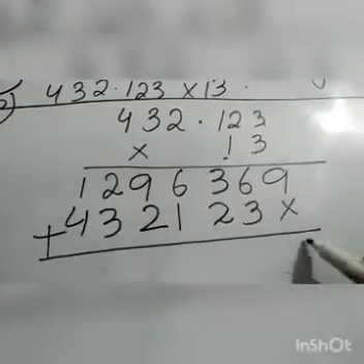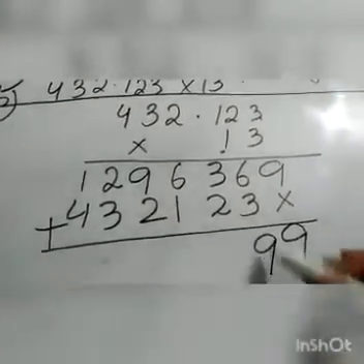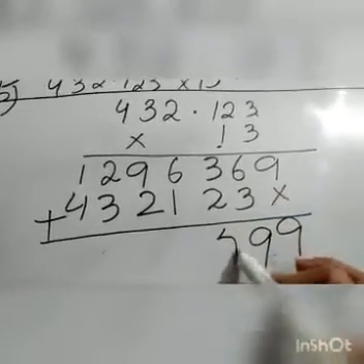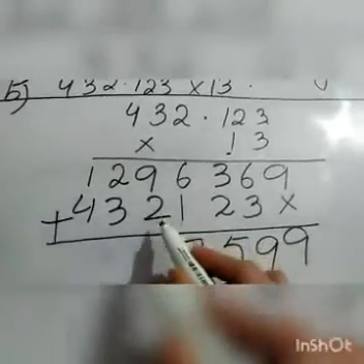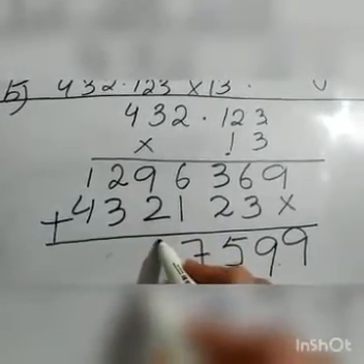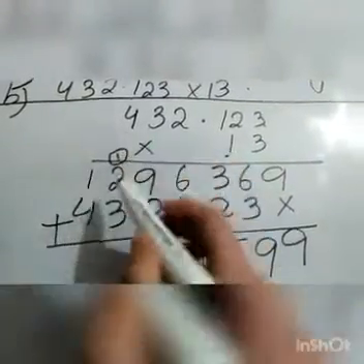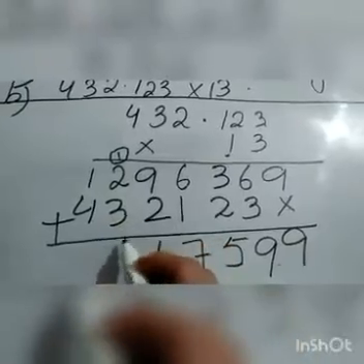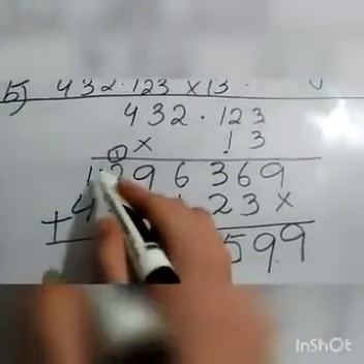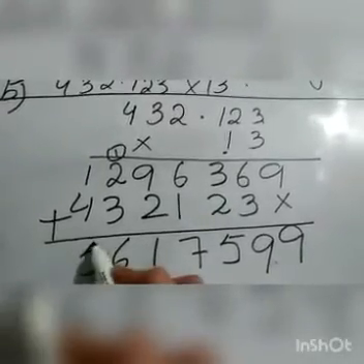9 plus 0 is equal to 9. 6 plus 3 is equal to 9. 3 plus 2 is equal to 5. 6 plus 1 is equal to 7. 9 plus 2 is equal to 11. We have to write 1 and 1 carry over the next. 2 plus 1 is equal to 3 and 3 plus 3 is equal to 6. 4 plus 1 or 1 plus 4 is equal to 5.